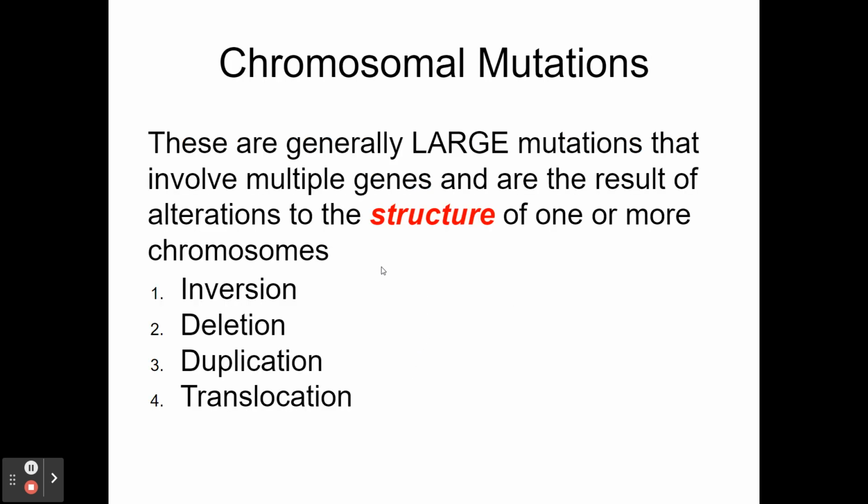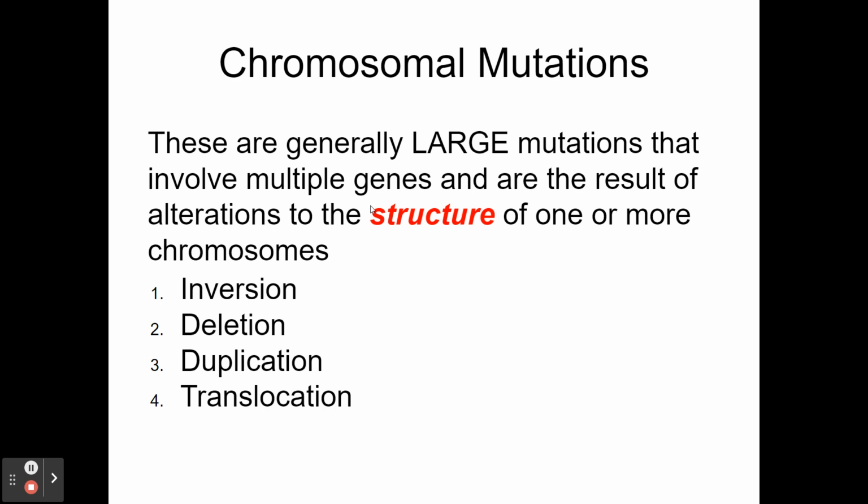All right. Chromosomal mutations. What's the difference? Well, these are large mutations that involve multiple genes and are a result of alterations to the structure of one or more of the chromosomes. So this is the whole chromosome actually being mutated. And some of the various mutations we're going to see are inversions, which are going to change the order in which genes are found. And that can really play havoc if it's on something like what we call the Hox genes.